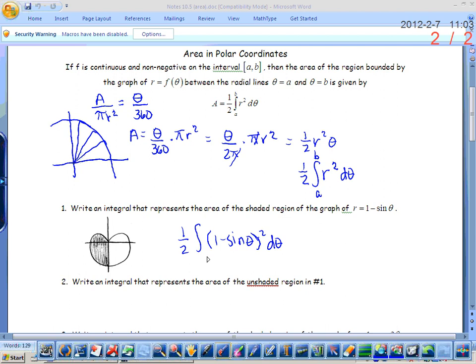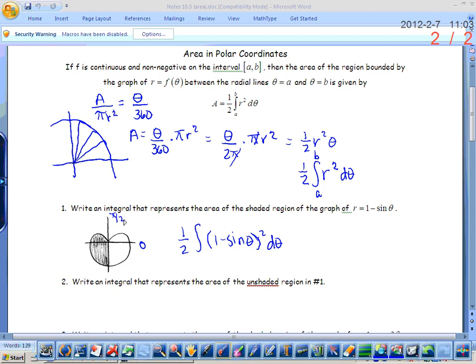And then the only thing that you really have to think about are the limits of integration. So between which two theta values do you need to integrate that? Well, the easiest way to think about this is when you're looking at this graph right here, this is where theta is 0. What's the angle measure up here on the positive y-axis?